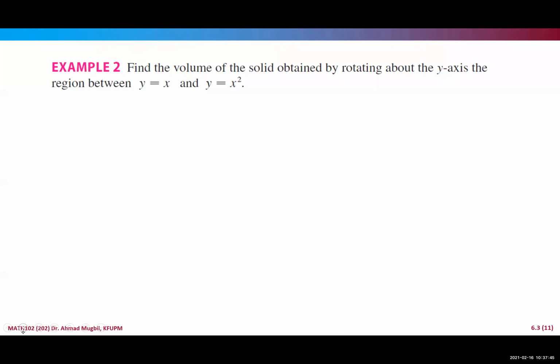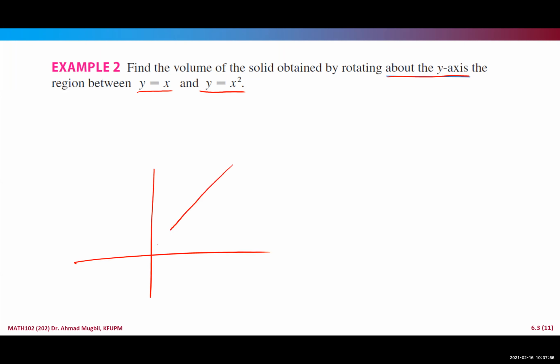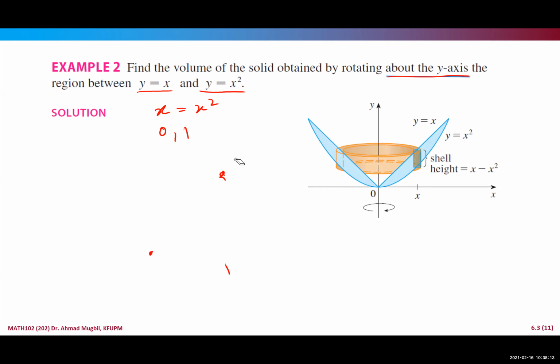Find the volume of the solid obtained by rotating about the y-axis this region. We have sketched this region before. If you remember, it is the region between the line y equals x and y equals the square root of x. Okay, and the intersection points are 0 and what? 0 and 1. We did that in 6.2, if you remember.